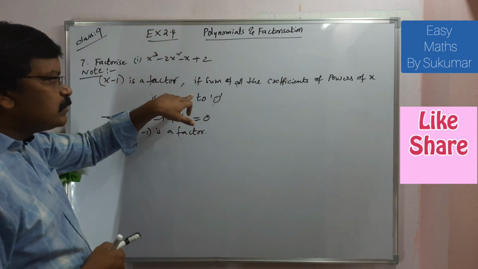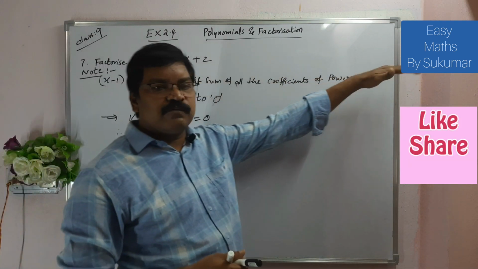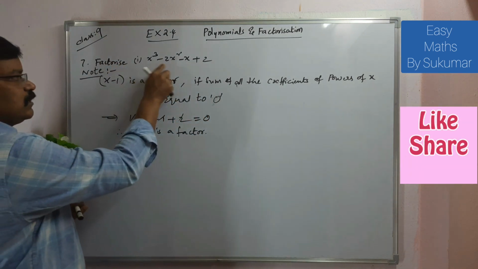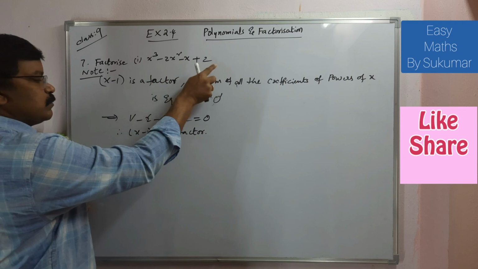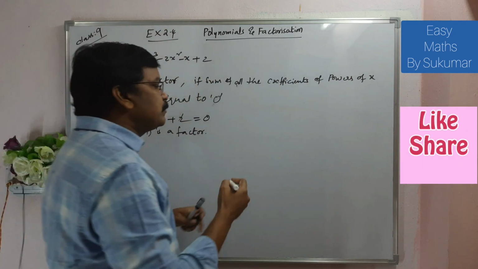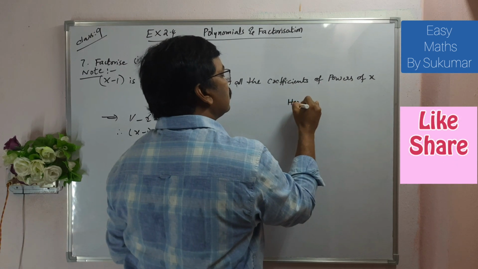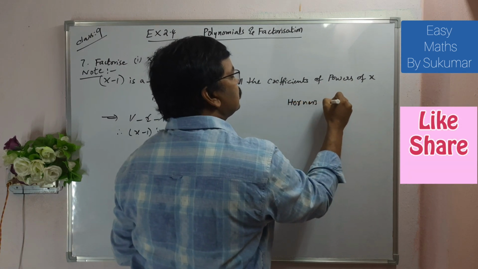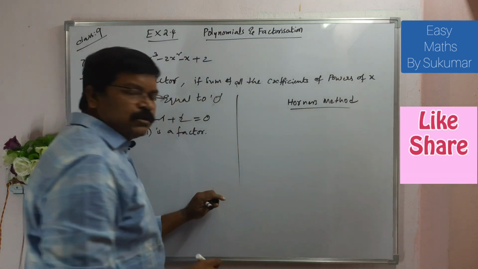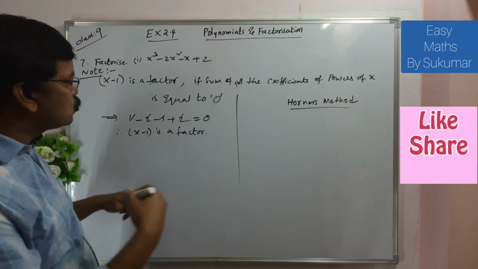If x minus 1 is a factor, the sum of all the coefficients of the powers of x should be equal to 0. Here the coefficients are 1, minus 2, minus 1, plus 2. This sum is 0, so x minus 1 is a factor. There is a method, Horner's method.